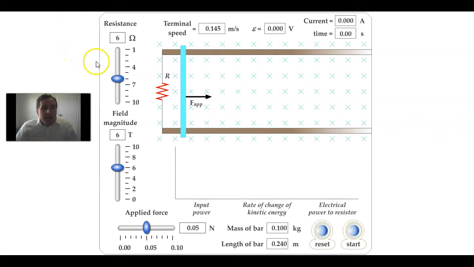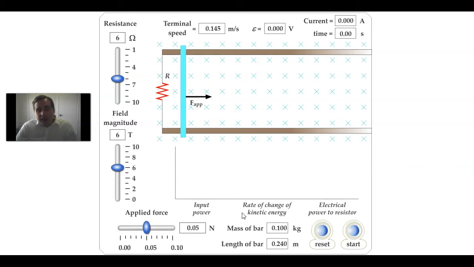By the way, we can adjust the resistance in this resistor, the magnetic field strength, the applied force initially to pull on this bar, and we'll see what the terminal speed of this bar is. We'll see what the EMF generated was, and so on. Now, one more thing is that we'll also be able to see the current and the time this takes. Here's the mass of the bar and the length of the bar. And one thing to note is that let's assume that these rails are frictionless.